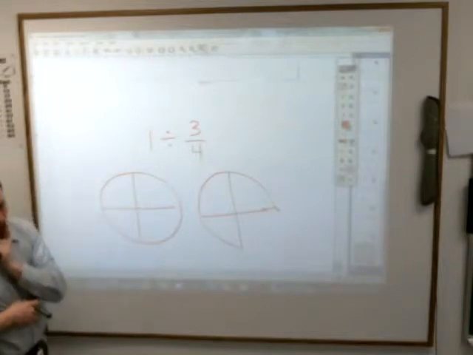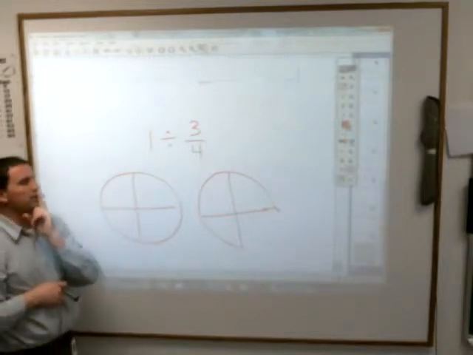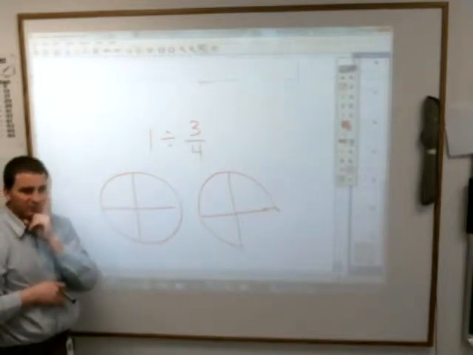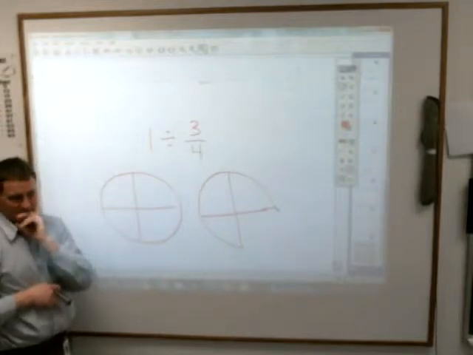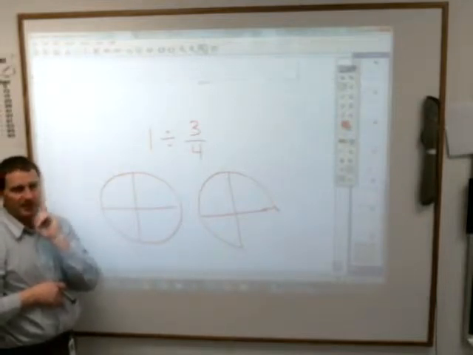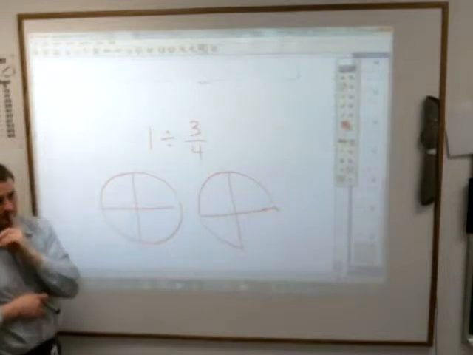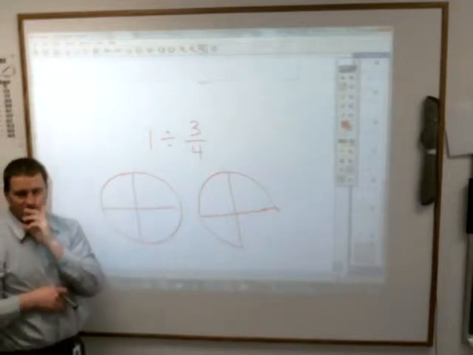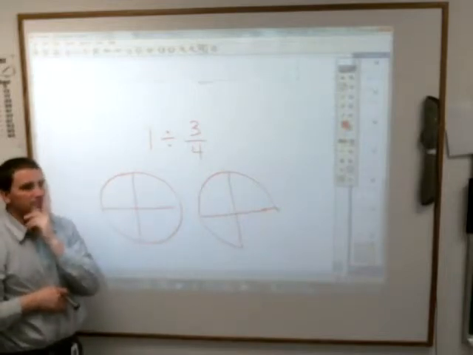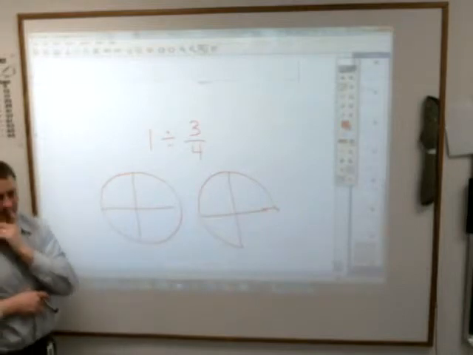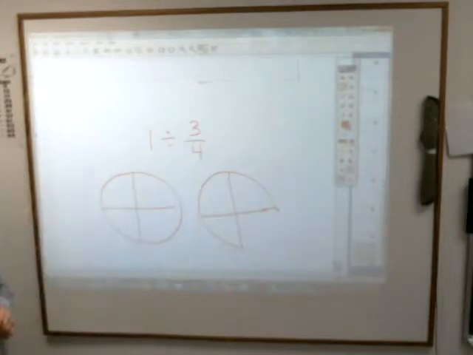Noah, what do you think? 1 and 1/4. 1 and 1/4 is not quite right, but you're close. You have a 1/4 left, but that's not it. Let's see if anybody's got it. Cameron? 1 and 3/4. Not 1 and 3/4. Alex? 1 and 1/2. Not 1 and 1/2.